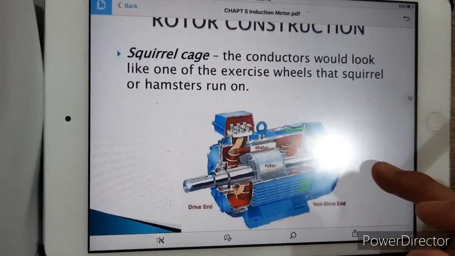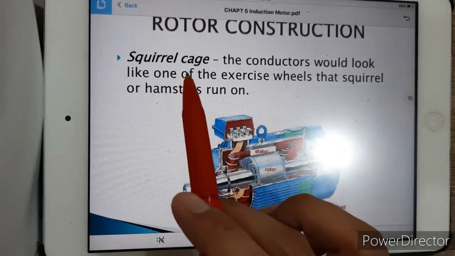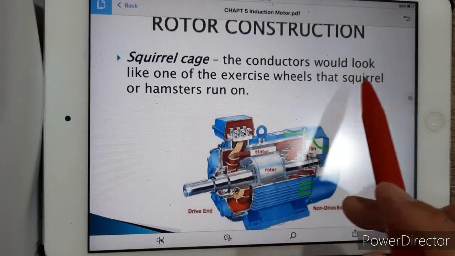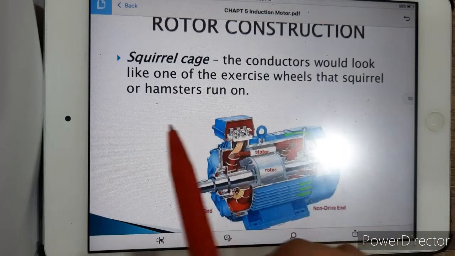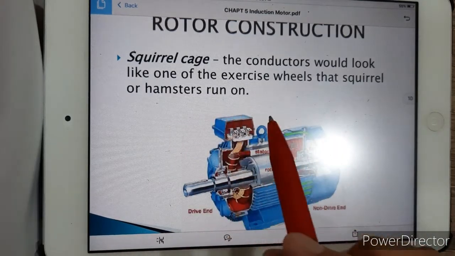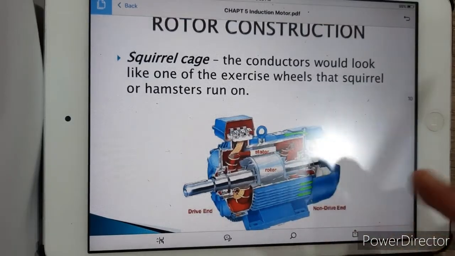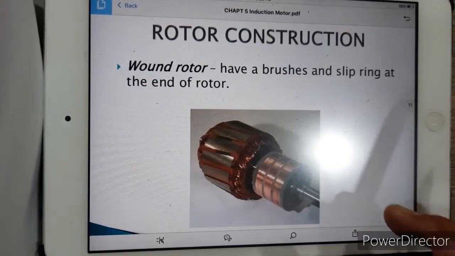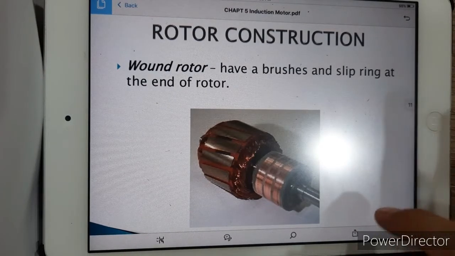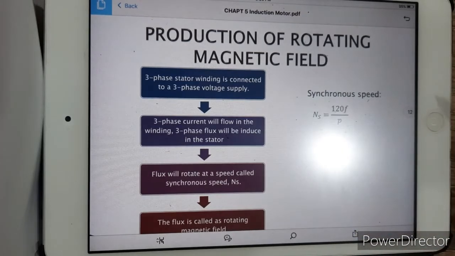For the rotor, it is either a wound rotor or a squirrel cage rotor. The conductor looks like one of the exercise wheels that a squirrel or hamster runs on. Why is it called a squirrel cage? You can read that part. This is the wound rotor, another type of rotor. And this is how the magnetic field is produced.